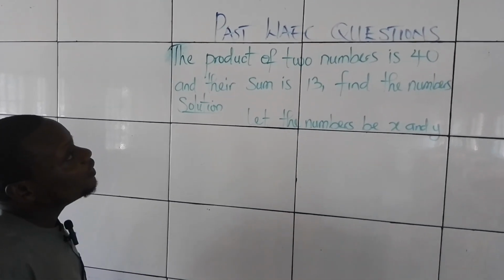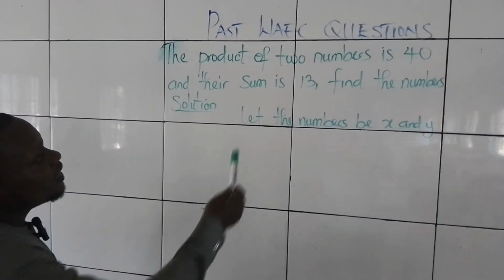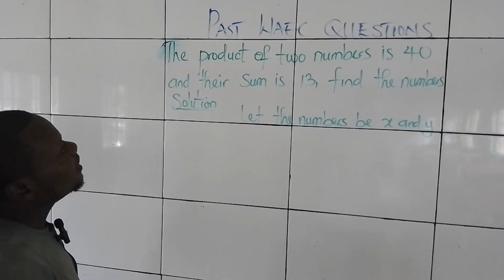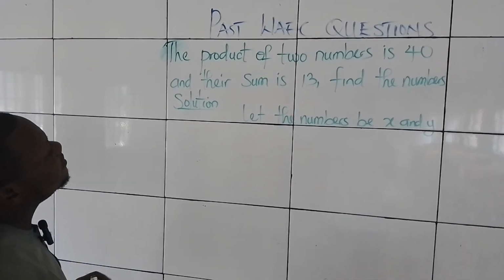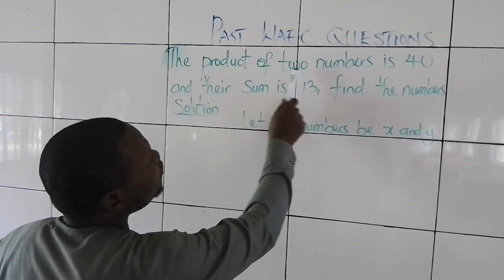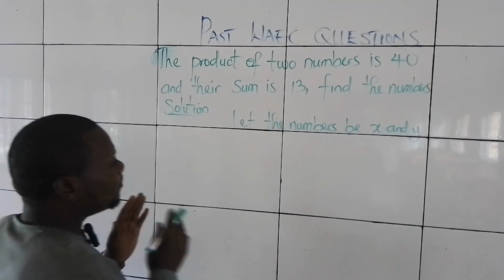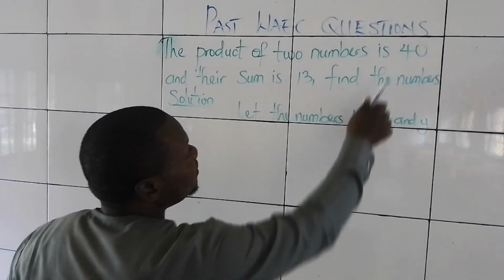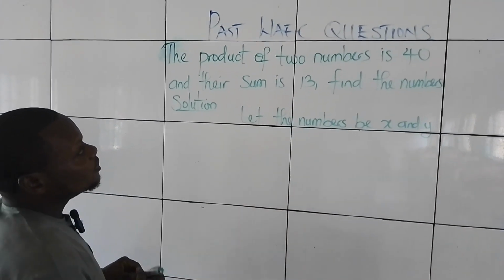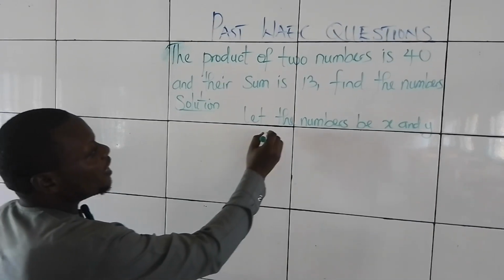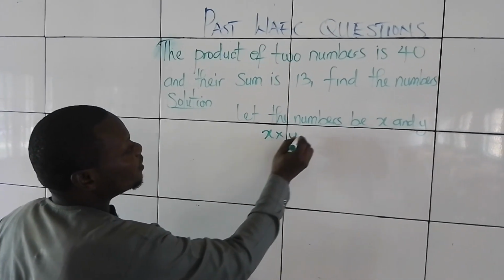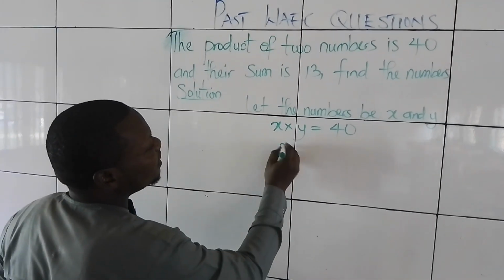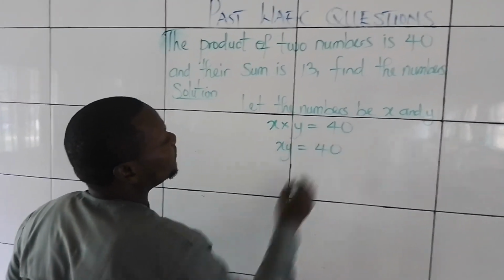So I'm going to say let the numbers be x and y. Since the numbers are x and y, I will take it statement by statement. The product of two numbers is 40. The product simply means multiplication, so when you multiply two numbers, the result is equal to 40. So x times y equals 40. That's the first statement. x times y is the same thing as xy equals 40.